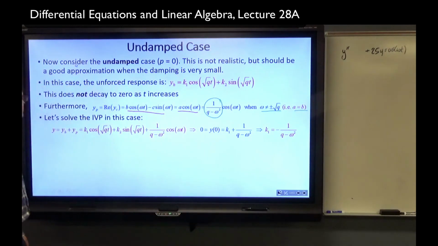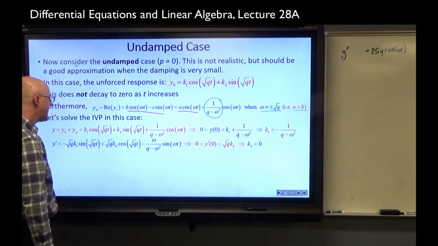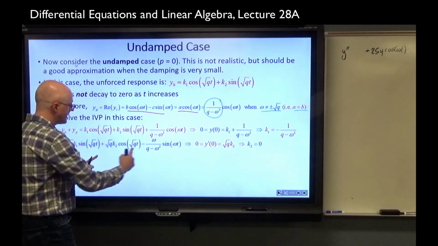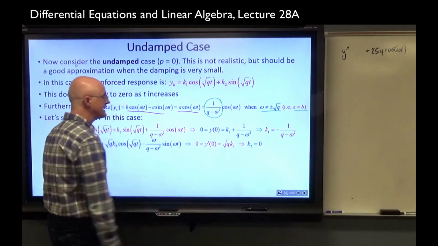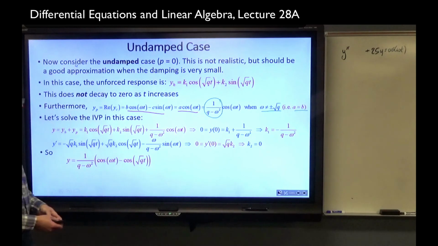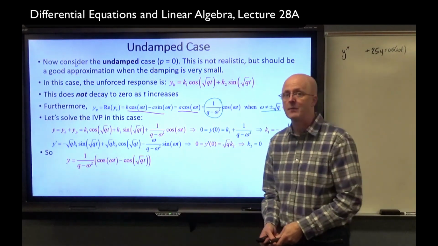I didn't bother. The derivative is this. Need the chain rule there. Plug in t equals 0 again, set it equal to 0, sine of 0 is 0, so these two terms go away. Cosine of 0 is 1, so you're left with square root of q times k2, which means k2 must be 0, and that's part of what makes this particular IVP nice, that k2 is 0. So there is one way to write the unique solution of the IVP when p is 0. There's no damping.